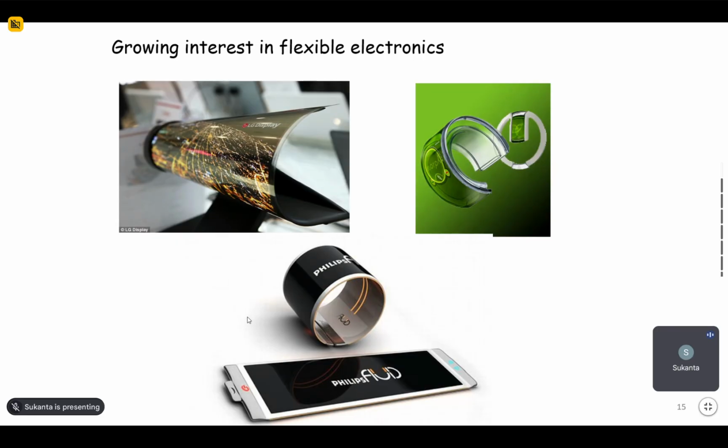We want to fold our phone and all those things. So our technology is moving towards flexible electronics. So what we need to do, each component of this device needs to be flexible. Similarly, for the energy storage device we use here, we also need to make it flexible. So what we want is a flexible supercapacitor. We cannot make a coin cell supercapacitor. We need to make a flexible supercapacitor.